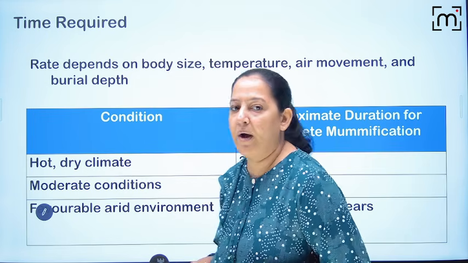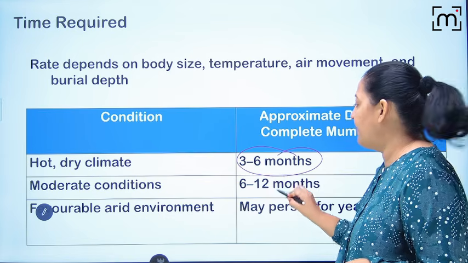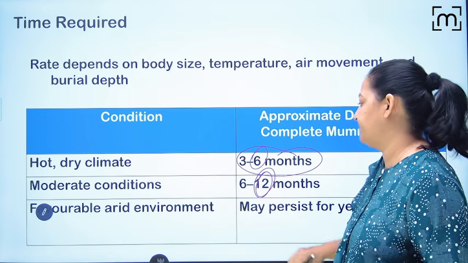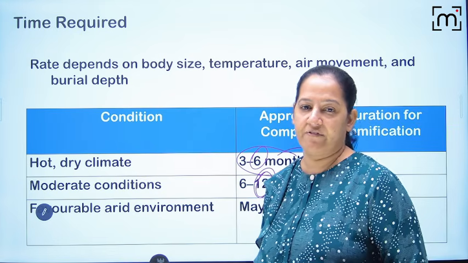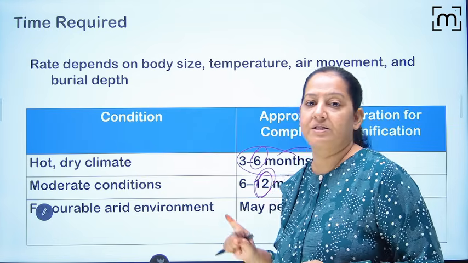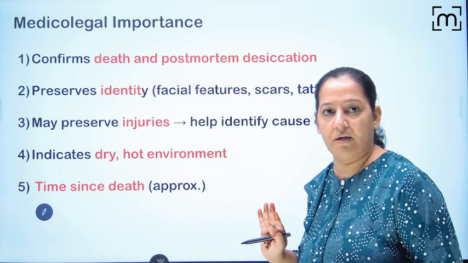What's the time required? In a dry environment, it requires 6 months. In a moderate environment, it requires 12 months. And it persists for years if the environment is favorable. So in a dry environment, it's very fast. A mummy is formed in 6 months, and in a moderate environment, it takes 12 months. So you have to learn the time requirement.